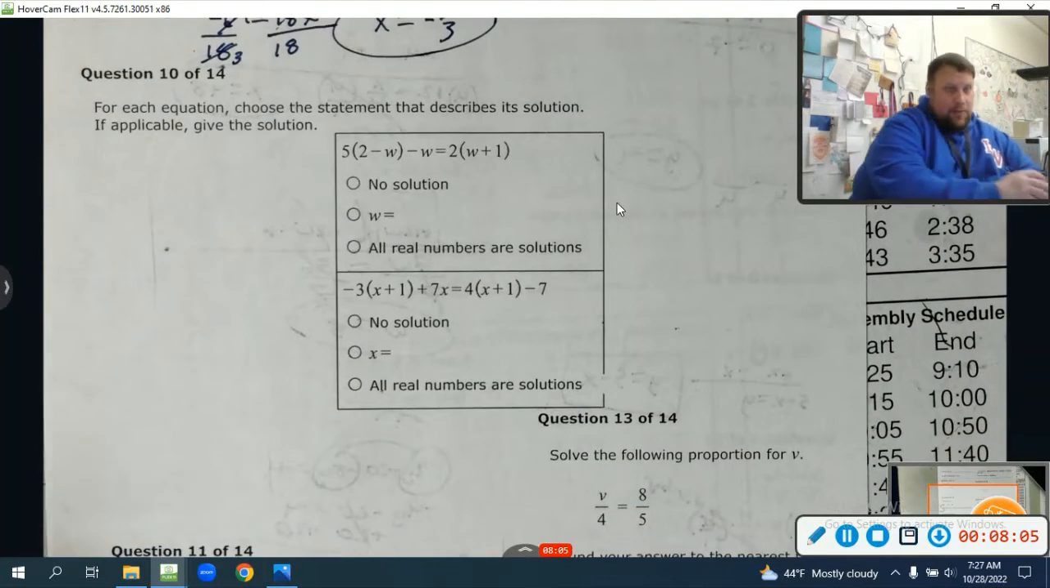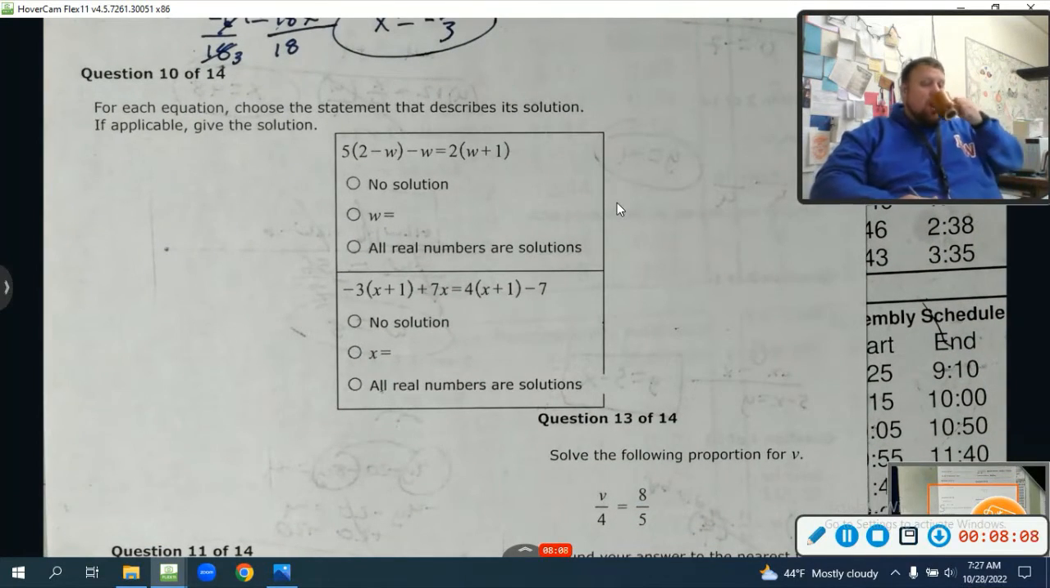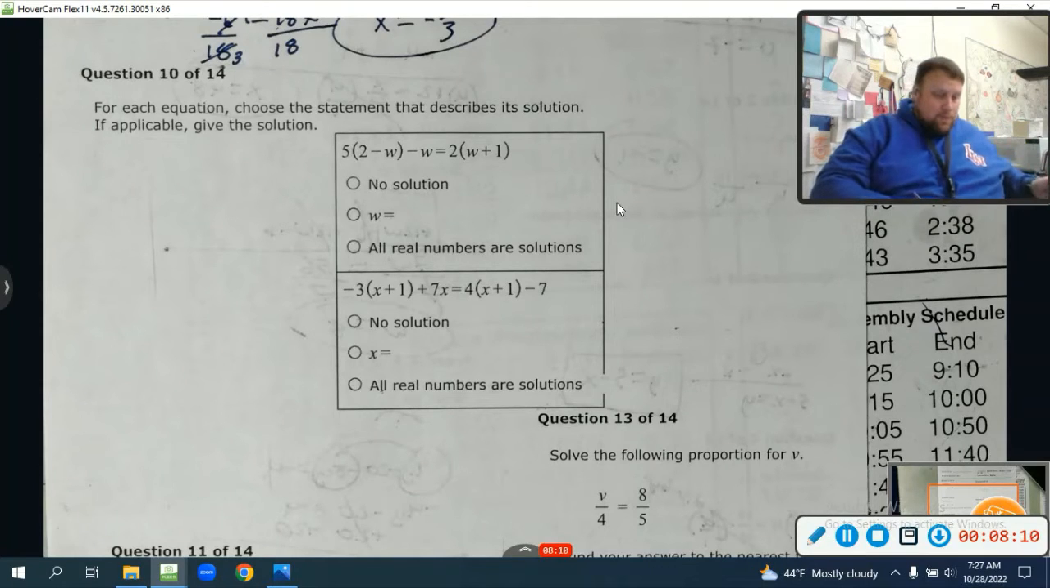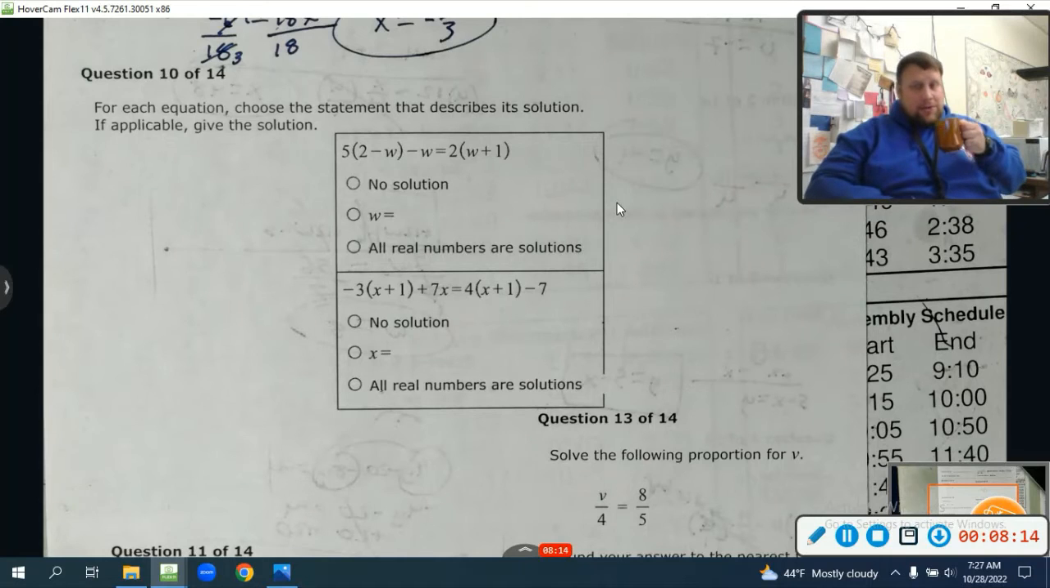Let's talk about this bad boy right here. I like problem 10. Don't judge me, this isn't coffee. If you see me chew a little bit afterwards, this is actually cheddar broccoli soup.